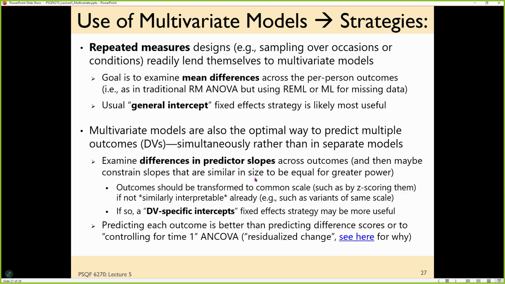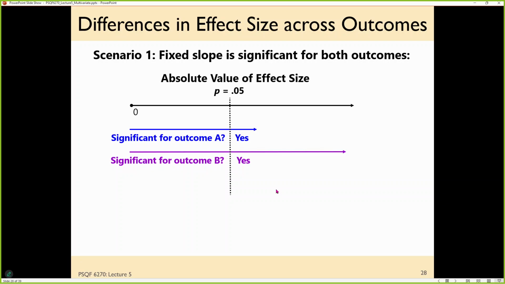And I will say that the idea of having pre-test predict post-test and only having post-test as the outcome is a bad idea in a lot of cases. And here's an article about why, if you're interested in that. So I do not like those models. I would not encourage you to pursue them.